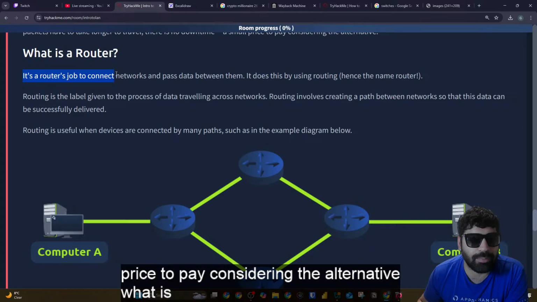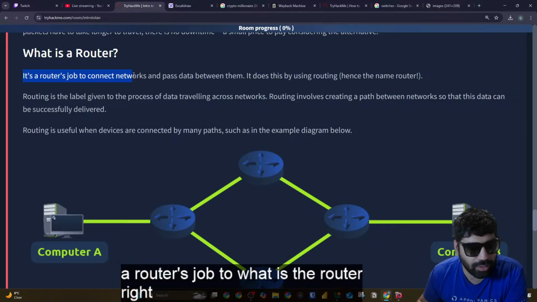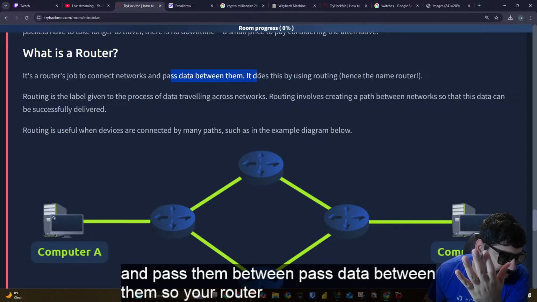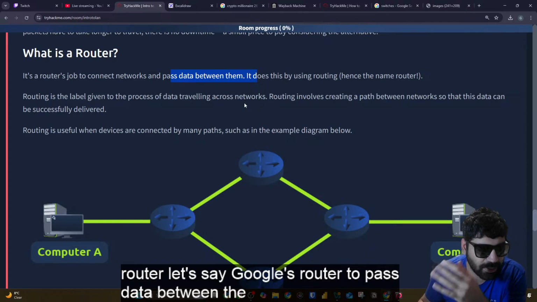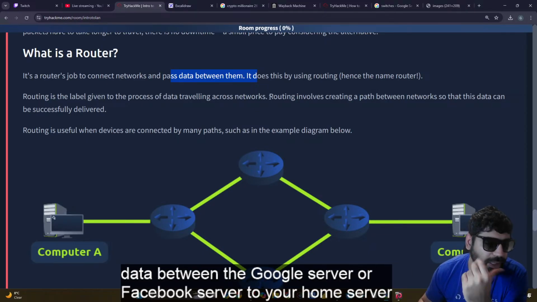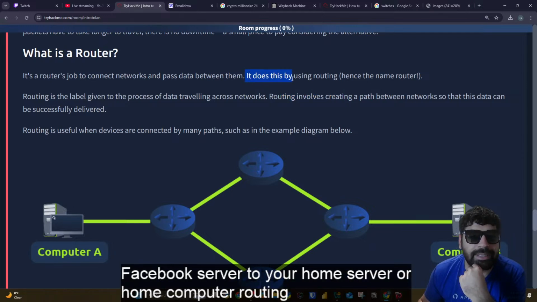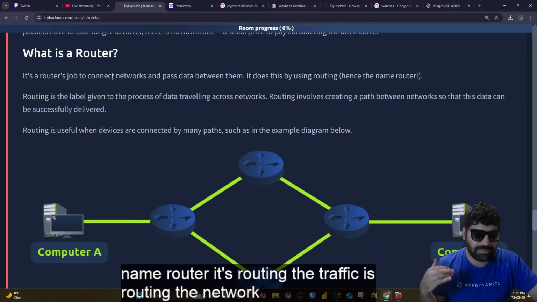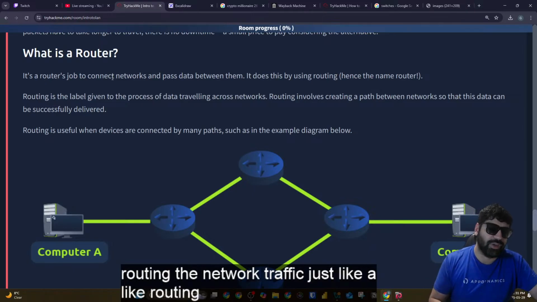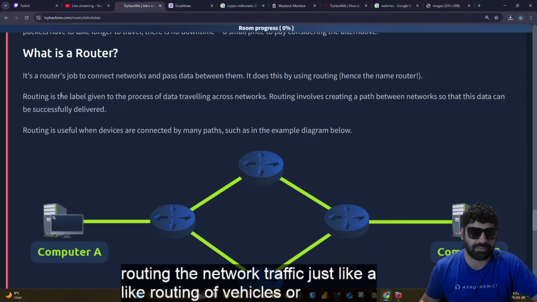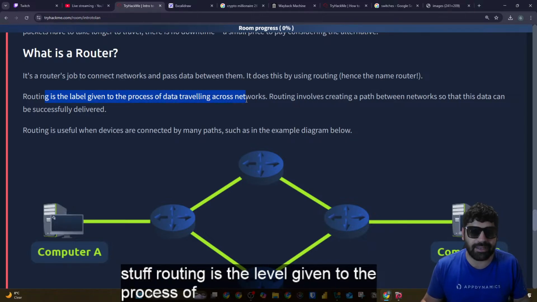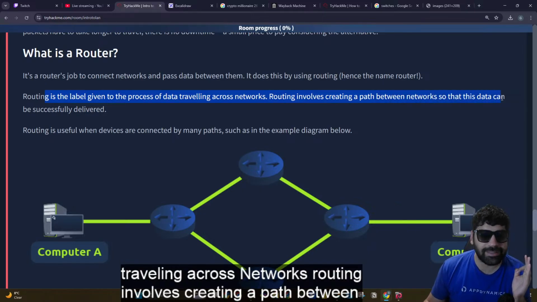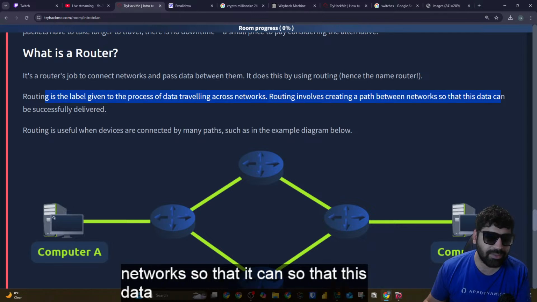What is a router's job? What is a router, right? A router's job is to connect networks and pass data between them. So your router connects to another router, let's say Google's router, to pass data between the Google server or Facebook server and your home computer. It does this by using routing, hence the name router. It's routing the network traffic, just like routing of vehicles or parcels. Routing is the label given to the process of traveling across networks. Routing involves creating a path between networks so that data can be successfully delivered.